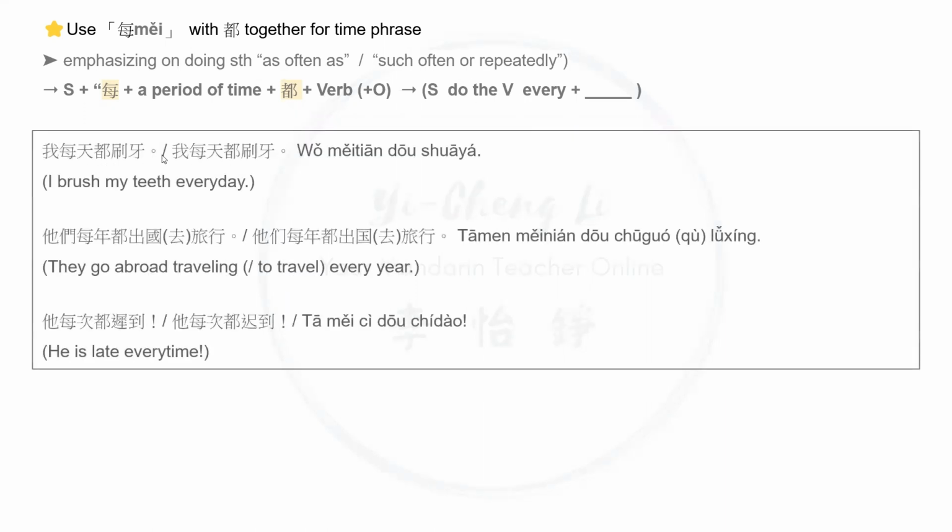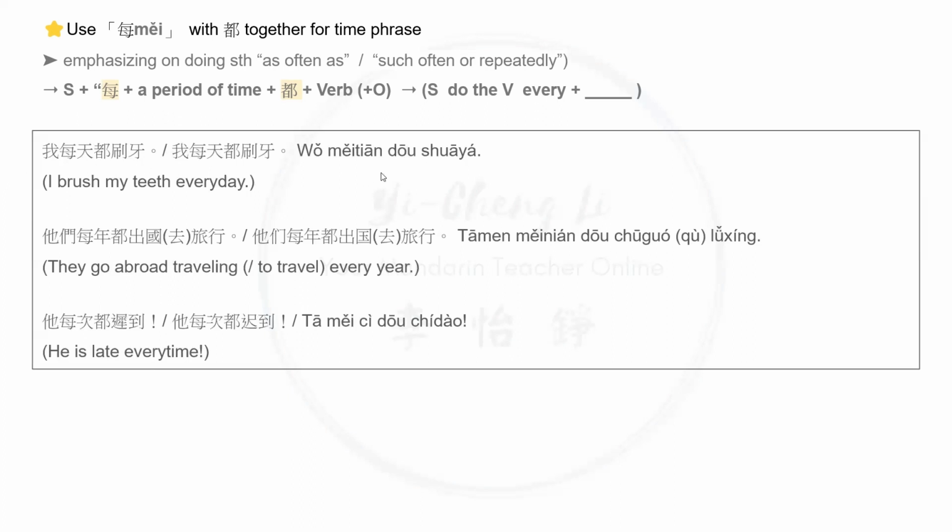我每天都刷牙。我刷牙 already means I brush teeth. 我每天刷牙 already means I brush teeth every day. Using the dōu here kind of emphasizes even more, like I brush my teeth this often. It's an emphasis, attitude, and tone of talking instead of really needing to translate the dōu in this kind of 每 dōu time phrase structure. So I brush my teeth every day.